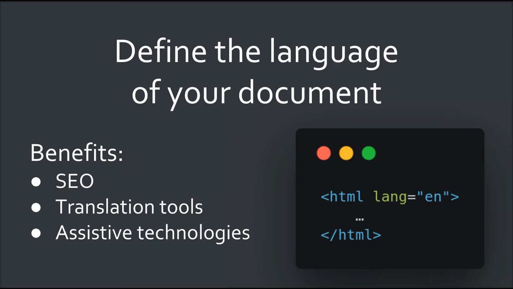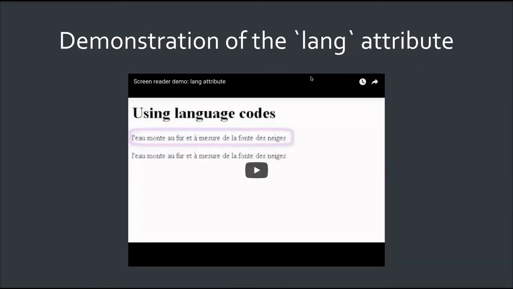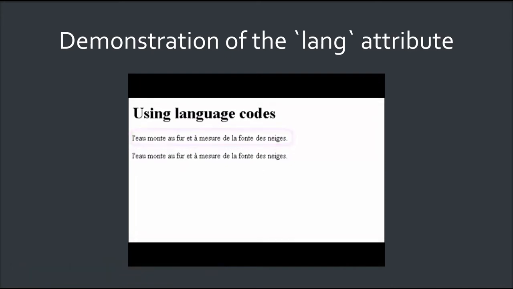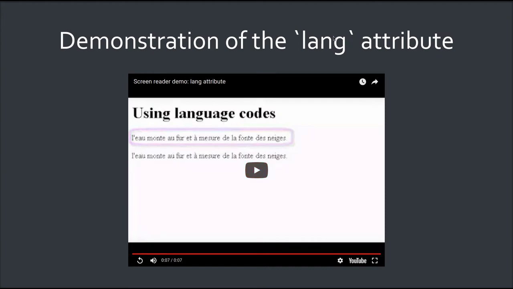And the last but not least one is assistive technologies, so screen readers. I will demonstrate live in this 7 second video what the difference is. In this case, it will be French. The first case will be the screen reader without the correct language, and the second pronunciation will be with the correct language. Yeah, French, beautiful. So as you can see, providing the lang attribute is necessary. It's a must. So please don't forget to provide the lang attribute for the HTML.